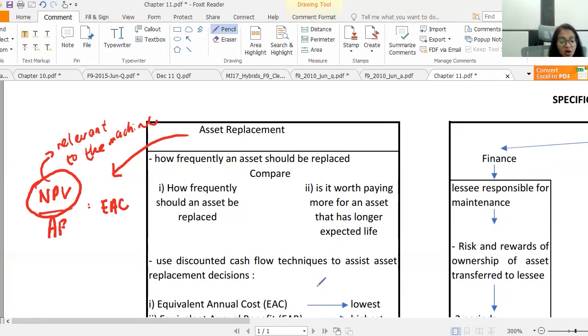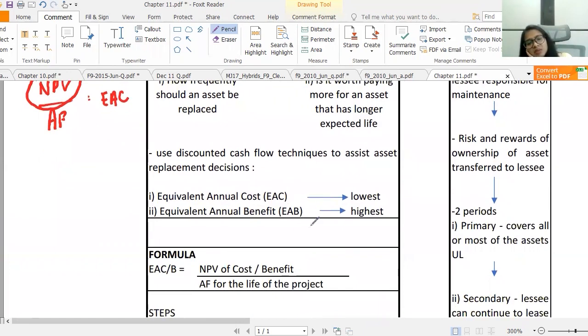Or what is normally done by the examiner, that means this is the common method for the examiner to test you. He will give you one machine, he will give you a few different EACs. Example, EAC in year 3, EAC in year 2, EAC in year 4. So between the 3 EACs, you need to choose which one is the lowest EAC. That's your objective. Now, the examiner can also ask us to calculate the equivalent annual benefit. When it comes to equivalent annual benefit, you must remember that you must take the highest equivalent annual benefit.